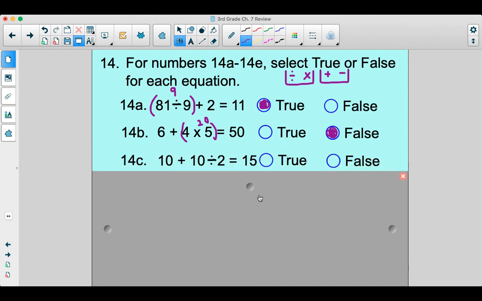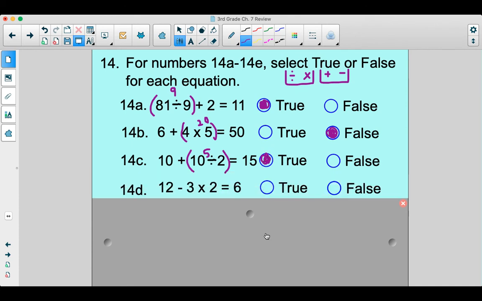All right, 14C. Which one is it? Addition or division? Which one comes first? Put a hug around it. 10 divided by 2 is 5. 10 plus 5 is 15. That makes this one true.